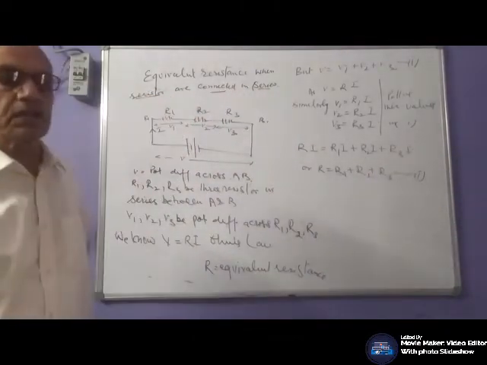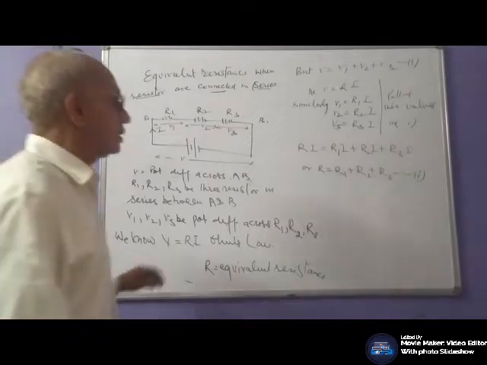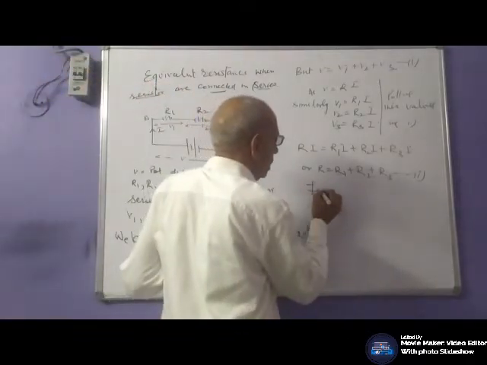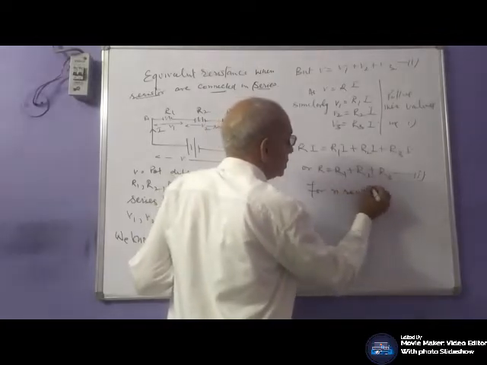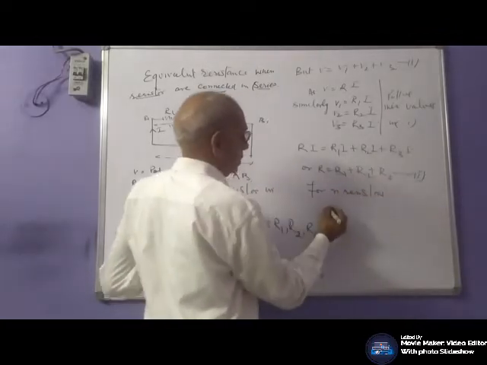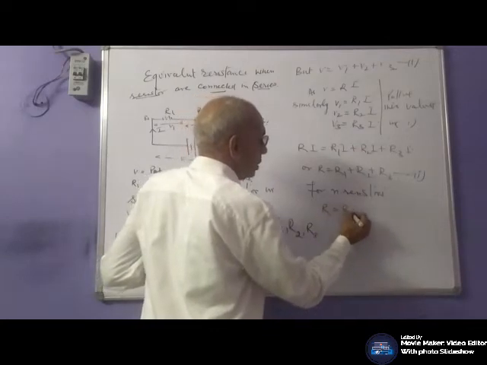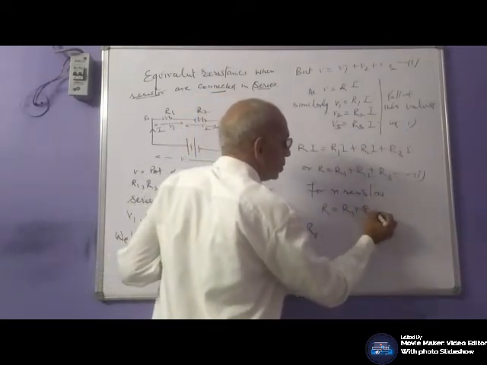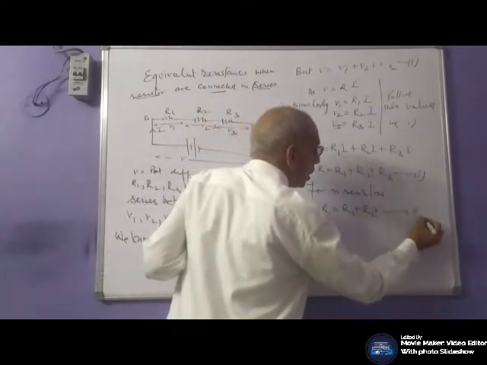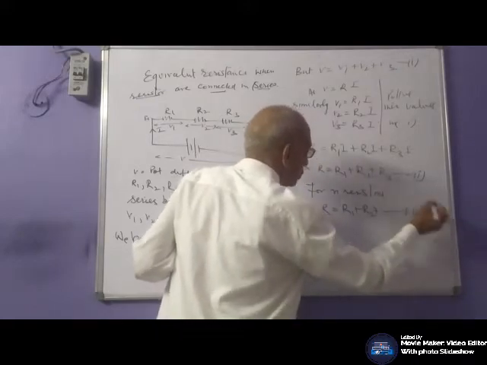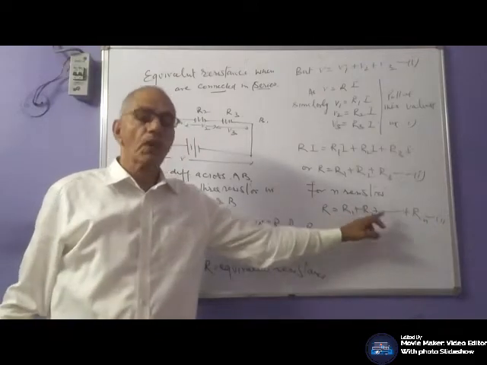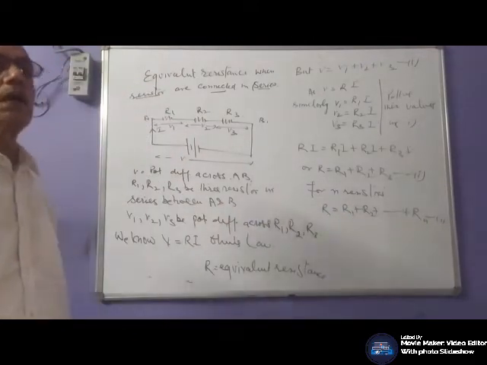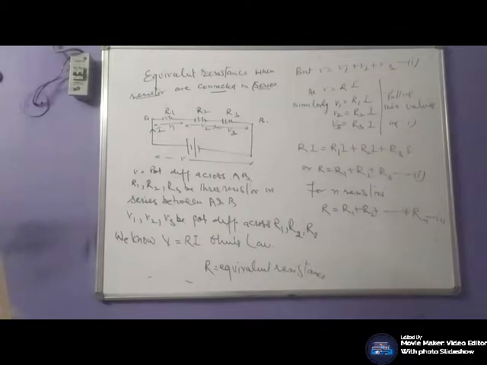We have taken three resistors for the sake of simplicity. For n resistors, R1, R2, and so on, Rn. So the equivalent resistance is the sum of the resistances of the individual resistors when they are connected in series.